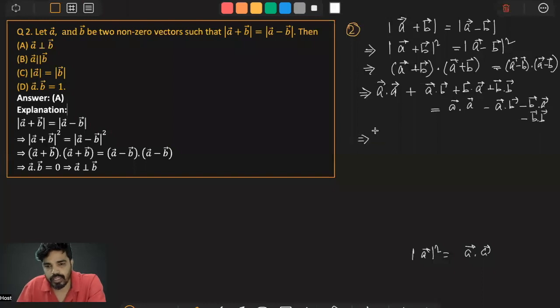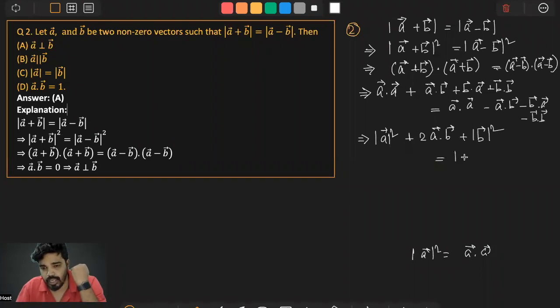So A dot A is modulus A square, plus A dot B and B dot A are equivalent, so that means 2A dot B, plus B dot B, which is modulus B square. So therefore modulus A plus B square is A square plus 2A dot B plus B square. So directly you can write this; how it comes I have now explained, ঠিক আছে? Similarly, A dot A is A square, minus A dot B and B dot A are same, so minus 2A dot B, plus B dot B, that is modulus B square.